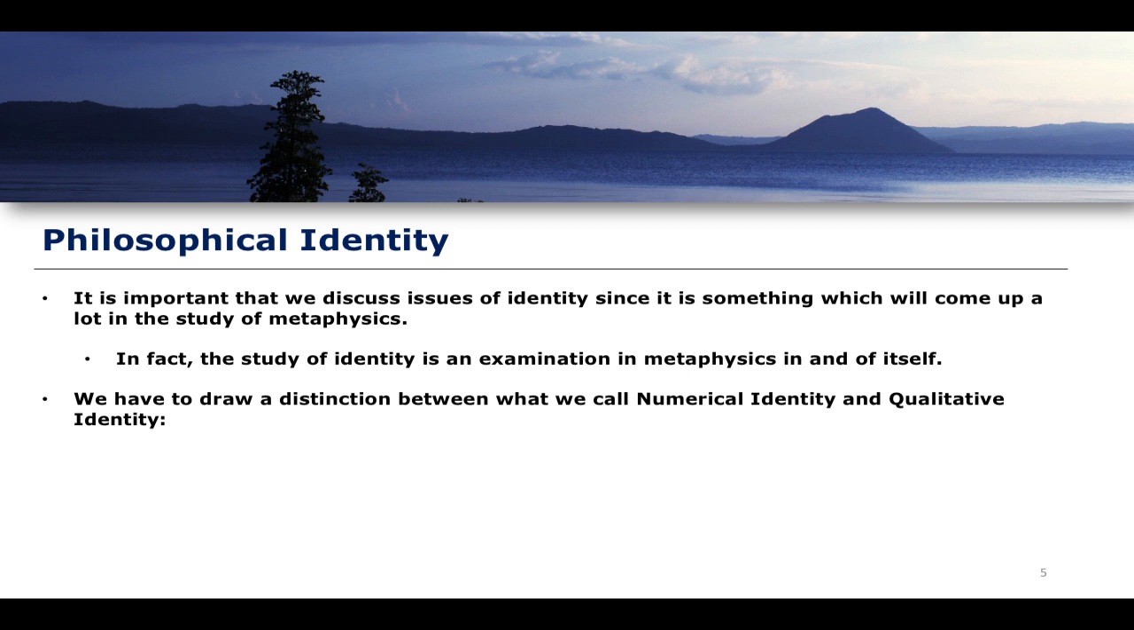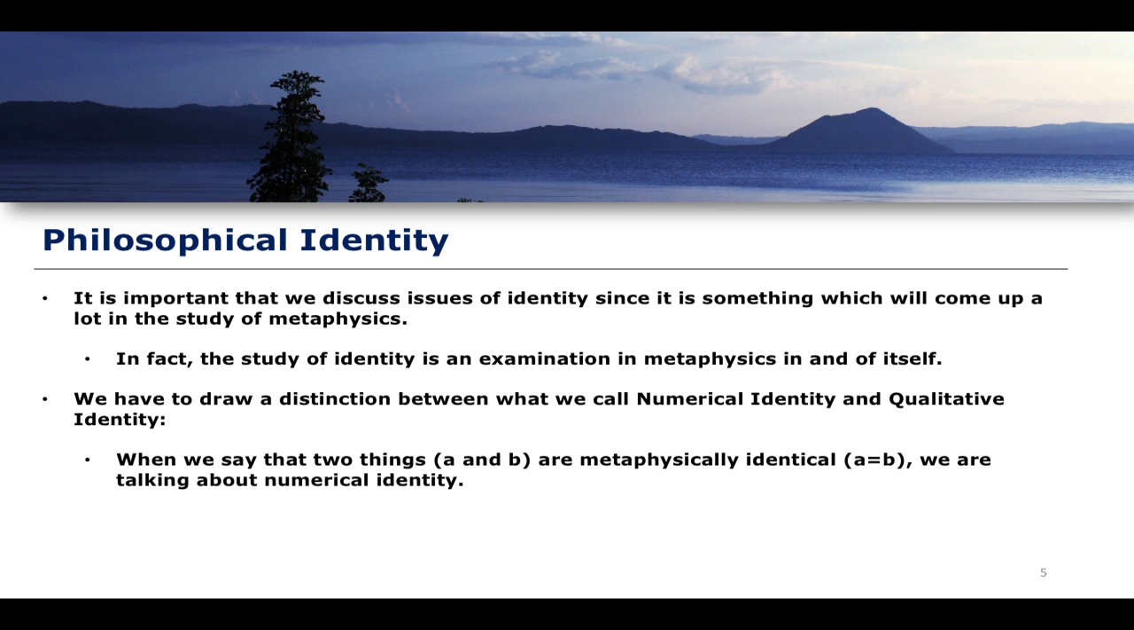We often have to draw a distinction in philosophy between qualitative identity, which is the weaker form of identity, versus numerical identity, which is the strongest form of philosophical identity. When we talk about identity within the broader context of philosophy and metaphysics, we are referring to numerical identity. If we say that A equals B and that A and B are metaphysically identical, we are saying that they are numerically identical. This tells us that A and B are one and the same.